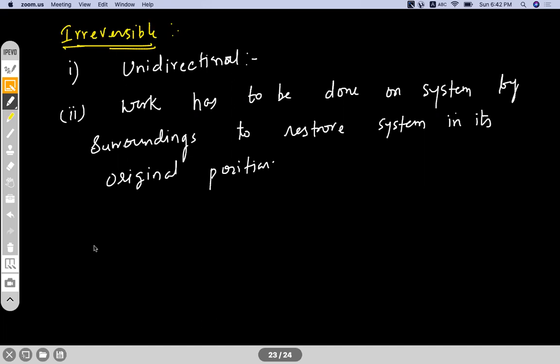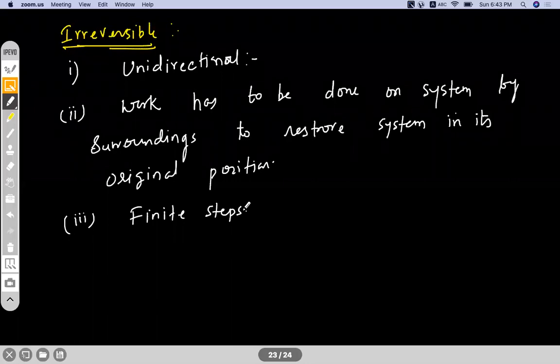So that's what you see. In a fast process, there will be exchange of energy with surroundings. If the process is extremely slow, exchange of energy with surroundings is not possible. That is also a very important point. Next, write down, it has a finite number of steps. Finite steps means we can count 8, 10, 12, like that. It's not infinite steps, which we cannot count. So it has a finite number of steps.